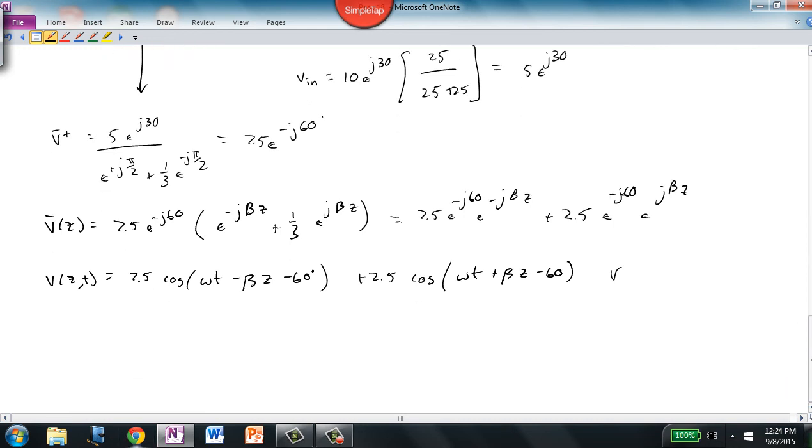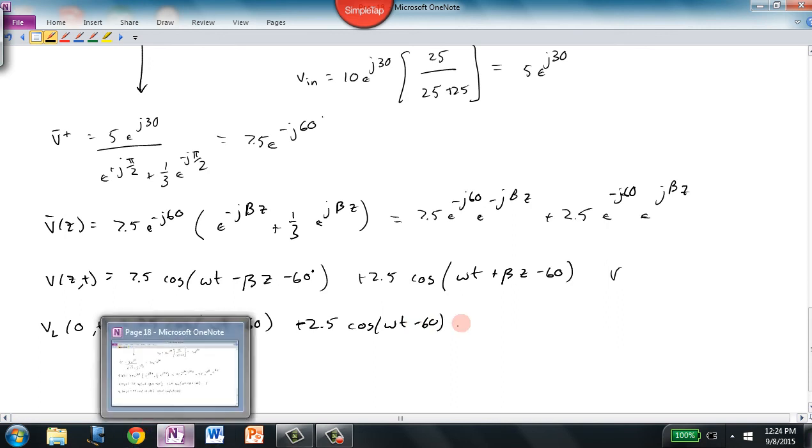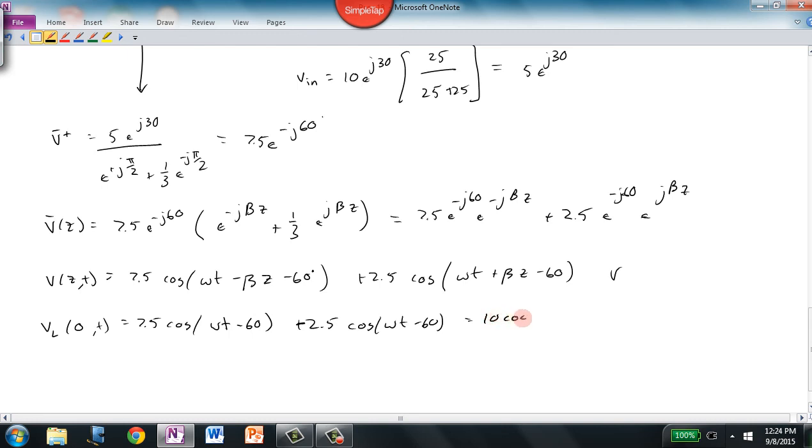We were, however, asked to determine what the voltage at the load was, and so that's just V(0,t). The voltage at the load is when z equals 0. So that's just going to be equal to 7.5 cosine of omega t minus 60 degrees plus 2.5 cosine of omega t minus 60 degrees, and that's just going to give us 10 cosine of omega t minus 60 degrees. So that's the voltage at the load. So that's the full calculation there.